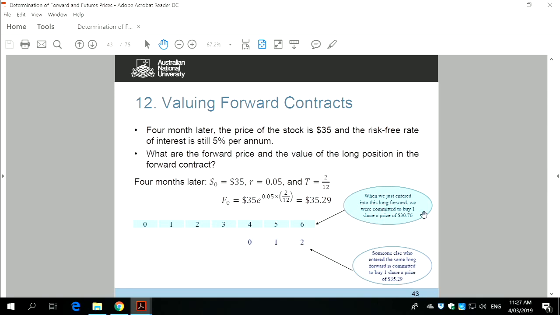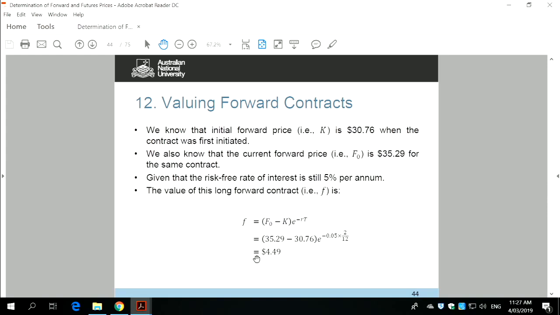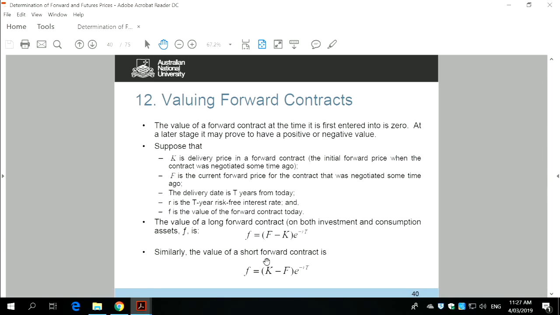And how much did you lose? At the maturity date, someone else could have sold at $35.29, but you only can sell at a lower price, $30.76. You work out the cash flow difference. It turns out to be a negative cash flow difference. And then you discount it back. So the value of that short forward is negative $4.49. So the same equation applies for the short forward, the K becomes the positive K, then the capital F becomes the negative capital F. Does that make sense?